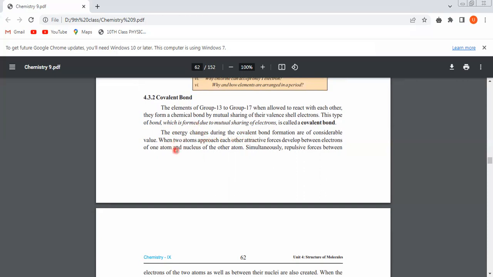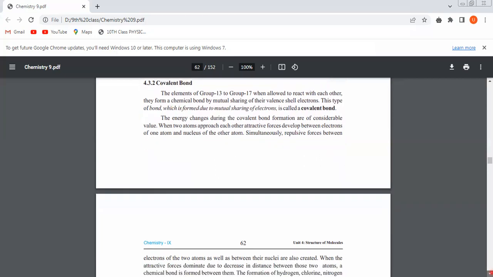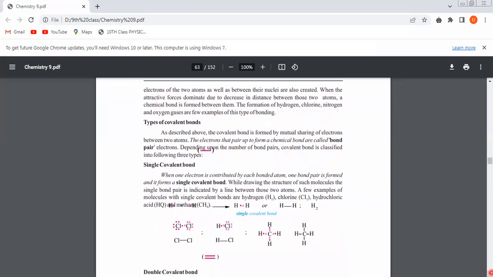When two atoms approach each other, attractive forces develop between the electrons of one atom and the nucleus of the other atom. Simultaneously, repulsive forces between the electrons of the two atoms as well as between their nuclei are also created. When the attractive forces dominate due to a decrease in distance between those two atoms, a chemical bond is formed between them.